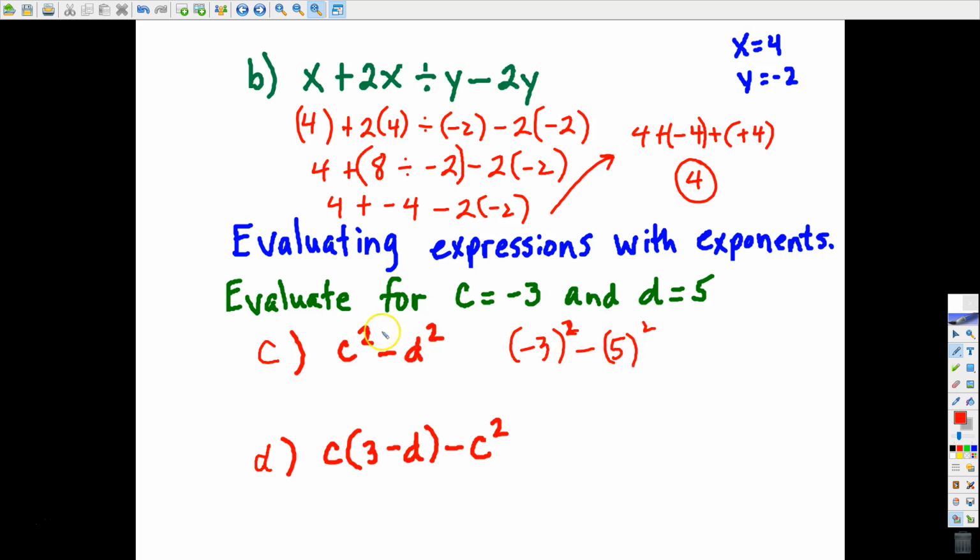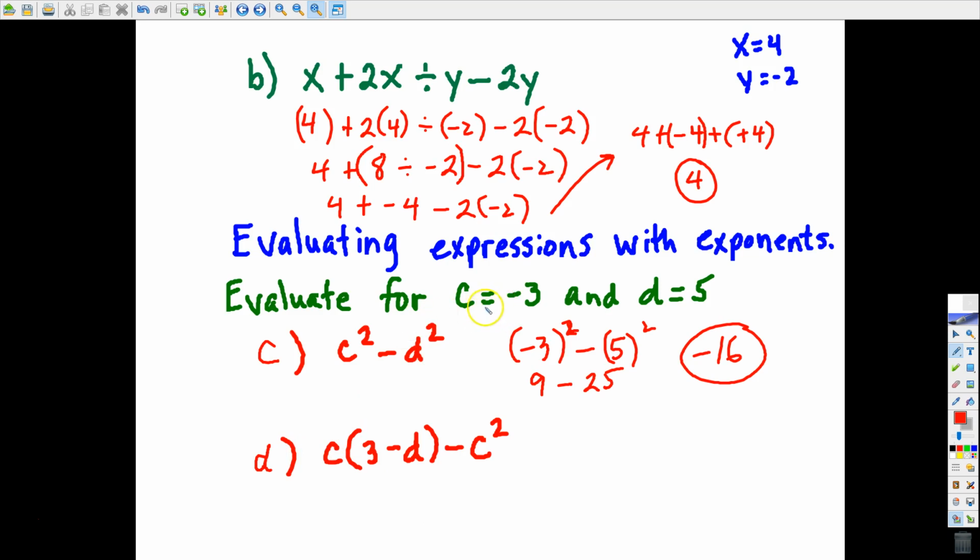Now, using parentheses around the numbers that will replace the variables causes me to avoid a common mistake here, because now I'm able to do exactly what the problem says to do. It says to square whatever c is. And I've written it so that I will be squaring, in this case, negative 3. And negative 3 squared is 9. Subtracting 5 squared is 25. And I put those together, 9 minus 25 is negative 16. And that is my answer for letter C.